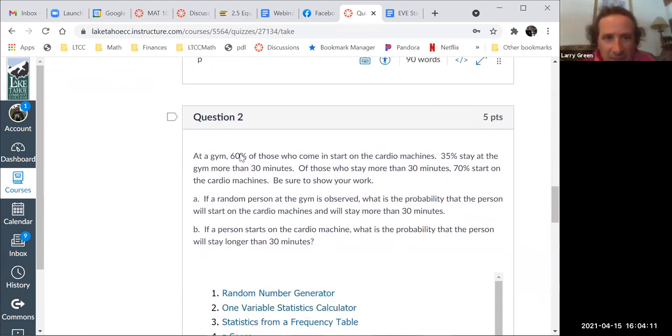Okay, at a gym, 60% of those who come in start on the cardio machines. 35% stay in the gym more than 30 minutes. Of those who stay more than 30 minutes, 70% start on the cardio machines. Show your work. Okay, so if a random person at the gym is observed, what is the probability that the person will start on the cardio machines and stay more than 30 minutes? Okay, and I apologize, the grammar should have a question mark and not a dot, but that's okay. Hopefully that wasn't the issue.